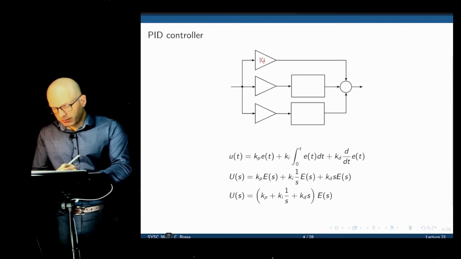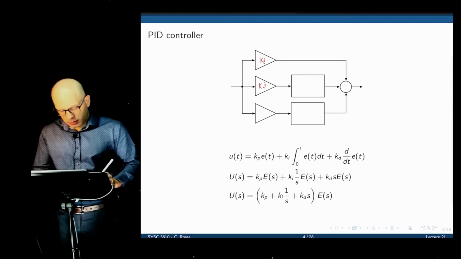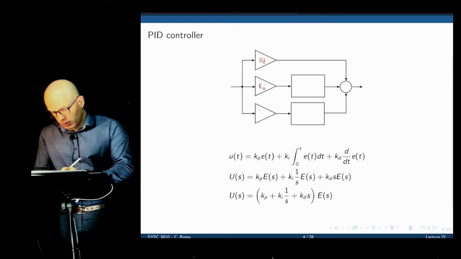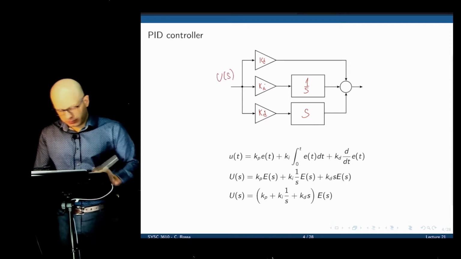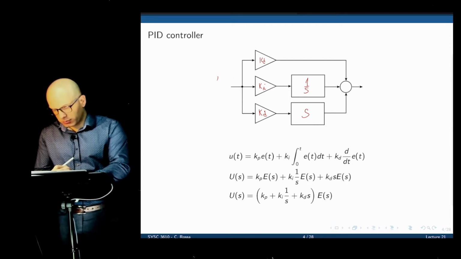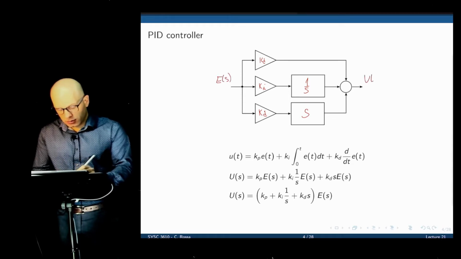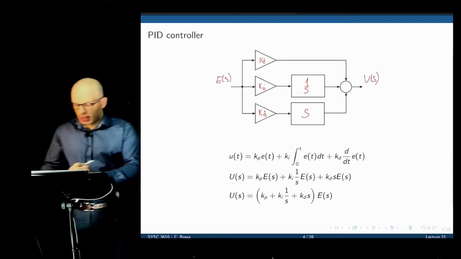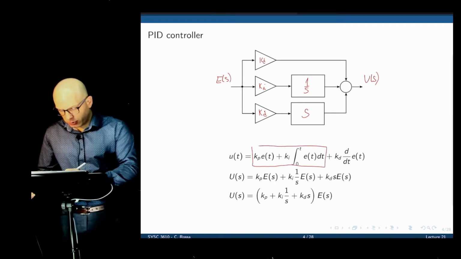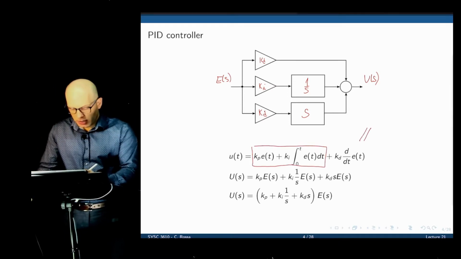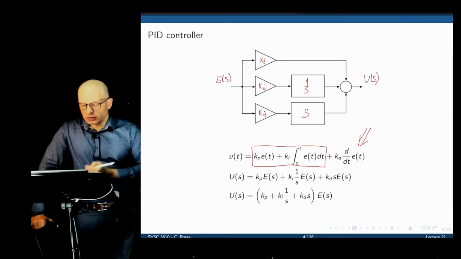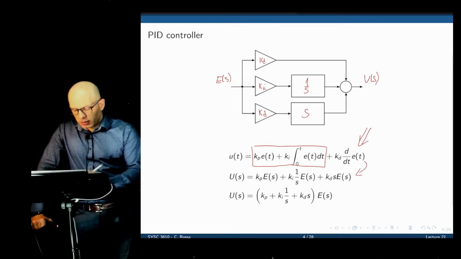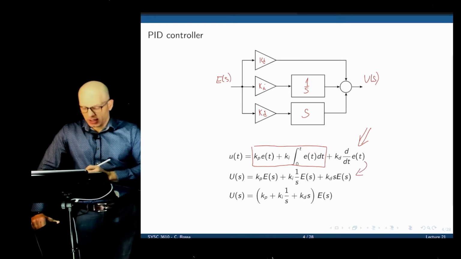So again, Kp, Ki, and Kd, with s and 1 over s. Here we have the error, E of s, and the output is U of s, the control action. We had the first two elements before, just the proportional plus the integral. Now we add the derivative component. The derivative component is the derivative of the error. In the Laplace domain, it's simply the error times s times Kd.